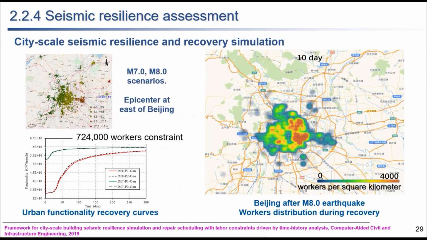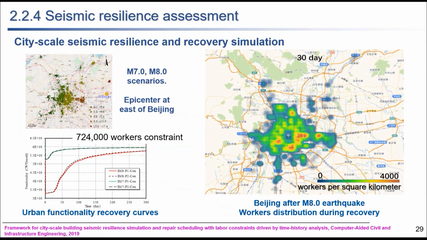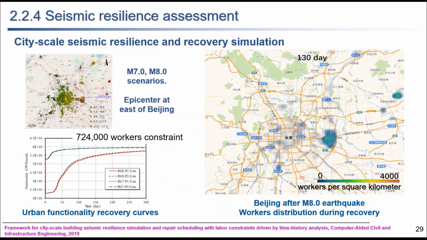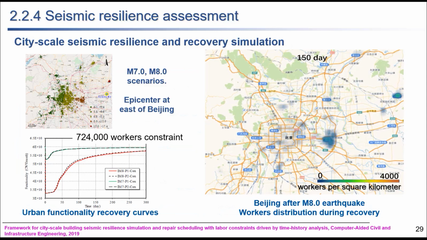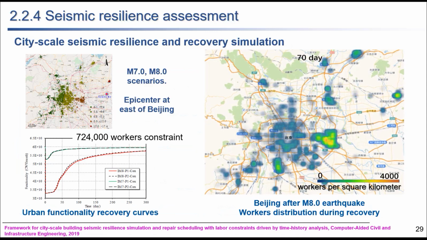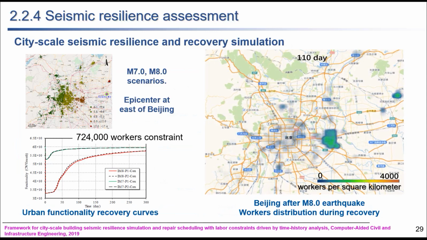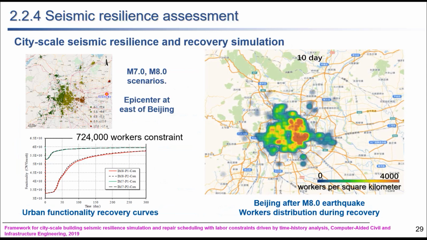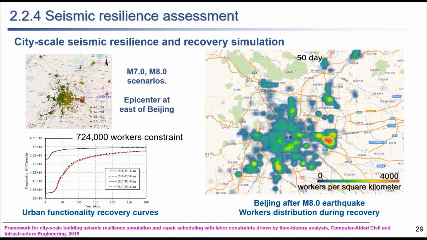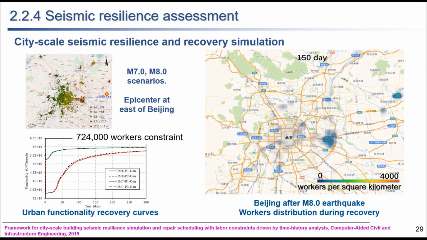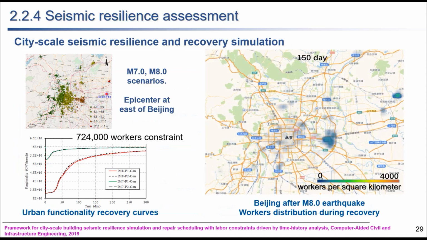And then we can do it further, at the entire city scale. So this is the entire Beijing city. We generate an earthquake in the eastern suburb of Beijing, and we can simulate the recovery process of the entire city after the earthquake. You can see on the right, the animation shows the distribution of the labor force in the city. Because after an earthquake, there will be damage across the entire city, and thousands of buildings will need to be repaired. So how you distribute the labor force to give the city the best recovery process, we can do that kind of simulation. So this is a typical, interesting case.